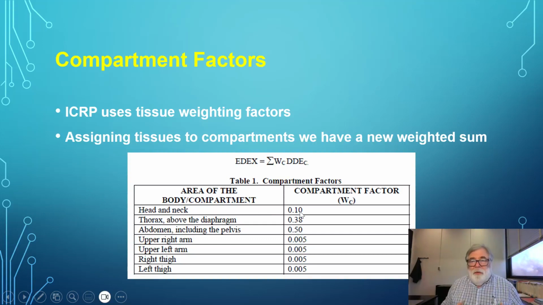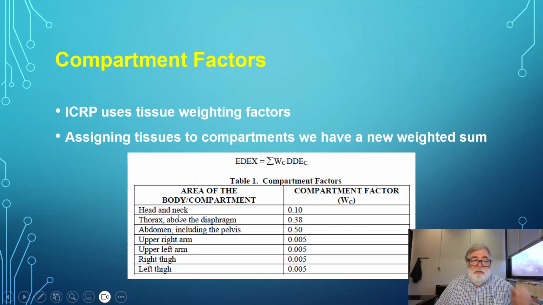Take the thorax above the diaphragm, take all the tissues, that portion of the bone marrow, that portion of the bone surfaces, all the tissues that are in that region. The weighting factors for those tissues are lumped together and create a compartment factor in lieu of the tissue factor. Same thing for right upper arm, thighs, etc. And so we have these compartment factors now.